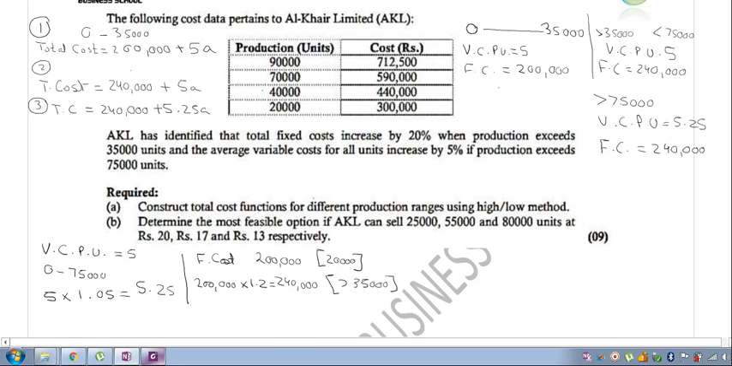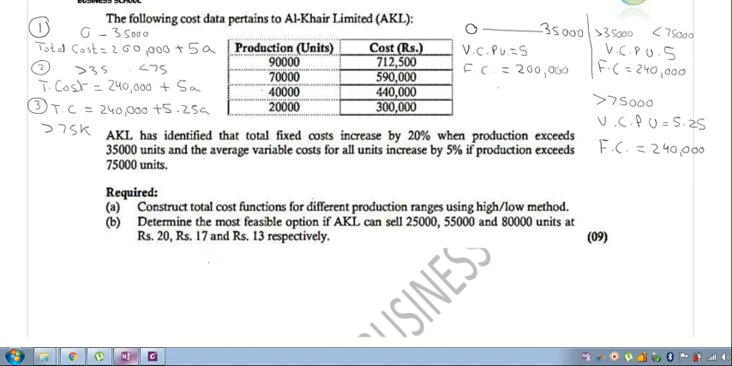My second equation will be 240,000 plus 5a, where 240,000 is fixed cost and 5 is variable cost per unit, whereas a is number of units. This will apply when I am producing more than 35,000 units but less than 75,000 units. And my third and last equation or function will apply when I am producing more than 75,000 units, and it will be total cost equals 240,000 plus 5.25a, where a is the number of units, 240,000 is fixed cost and 5.25 is variable cost per unit.